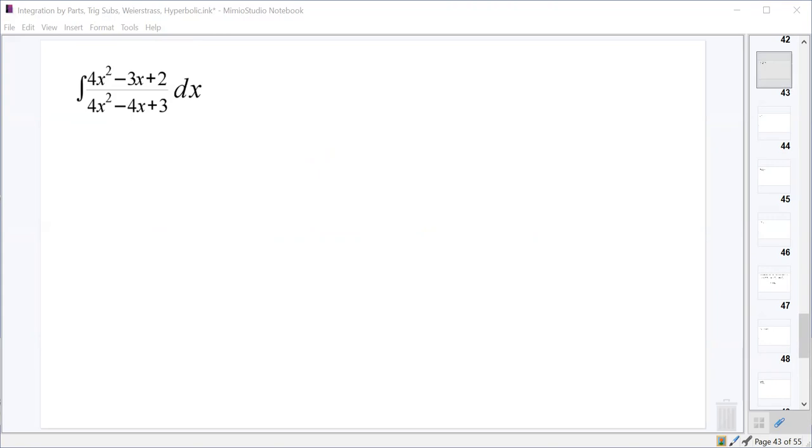Doesn't look like one. And then is the degree of the numerator greater than or equal to the degree of the denominator? Yep, so let's divide it out first. Okay, so we've got 4x squared minus 4x plus 3.